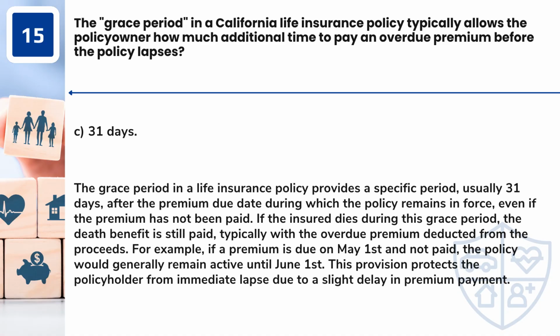Answer, C. 31 days. The grace period in a life insurance policy provides a specific period, usually 31 days, after the premium due date during which the policy remains in force, even if the premium has not been paid. If the insured dies during this grace period, the death benefit is still paid, typically with the overdue premium deducted from the proceeds. For example, if a premium is due on May 1st and not paid, the policy would generally remain active until June 1st. This provision protects the policyholder from immediate lapse due to a slight delay in premium payment.